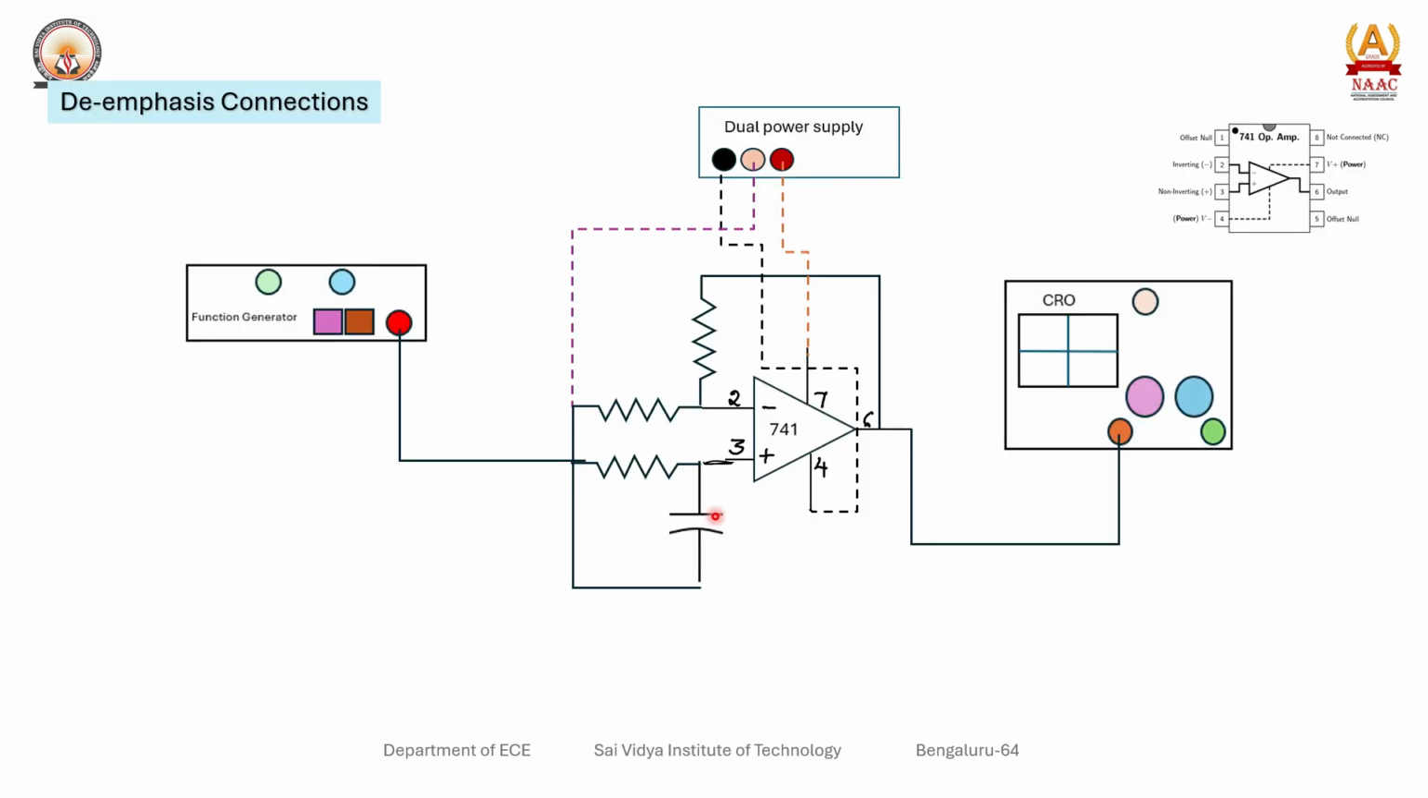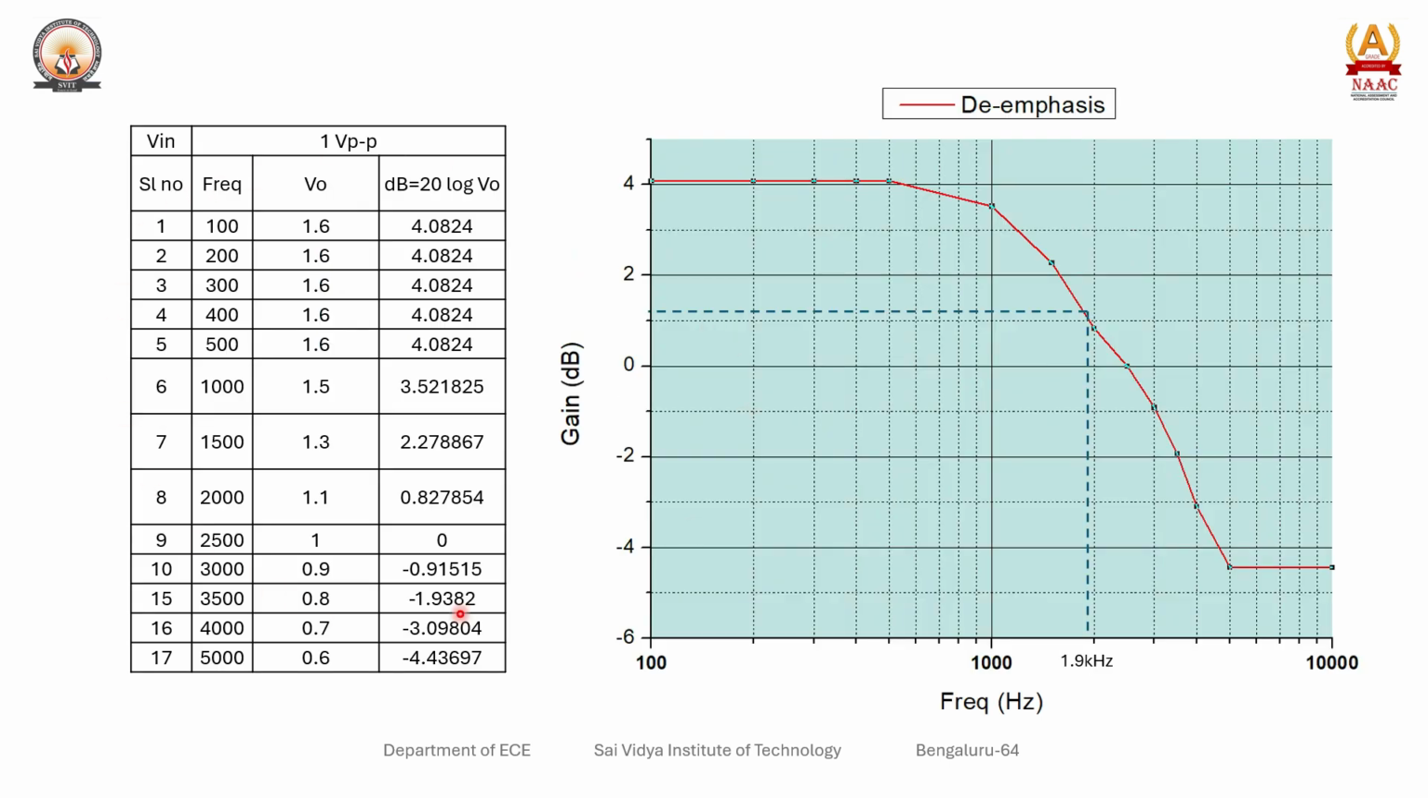In a similar way, interchange the values of R and C. Instead of C, put R, and instead of R, put the capacitor, and follow the same procedure. The results are obtained like this from 100 Hz to 10 kilohertz. So this is the graph that we have obtained. For 100 hertz it is 4, for 200 it is 4, up to 500 it is 4. After 500, for 1 kilohertz we got 3.52 and it is reducing.